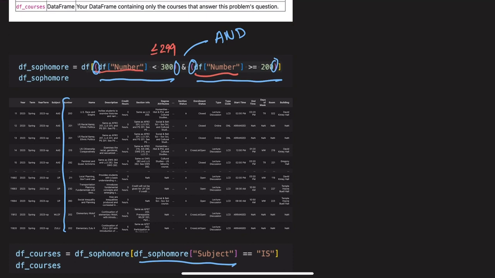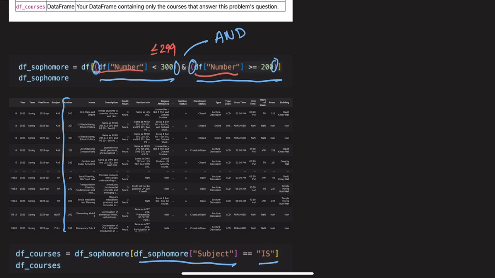We're going to take the subject column and we want only the subjects that are equal to IS. And it's important to keep in mind to use DF sophomore and not the original DF data frame. We use DF sophomore as a variable name to store all of our sophomore level classes. If you use the original DF, then you would be left with IS classes, but IS classes across all school year levels, not just the sophomore level classes. So we want only sophomore, which is why we're using DF sophomore and not DF.